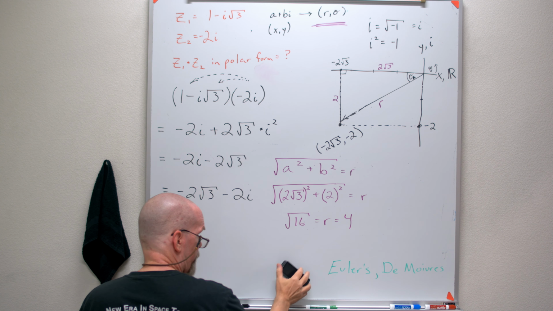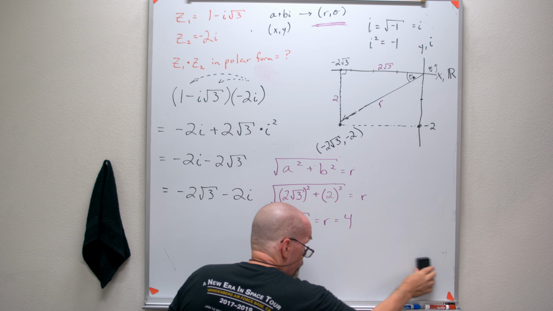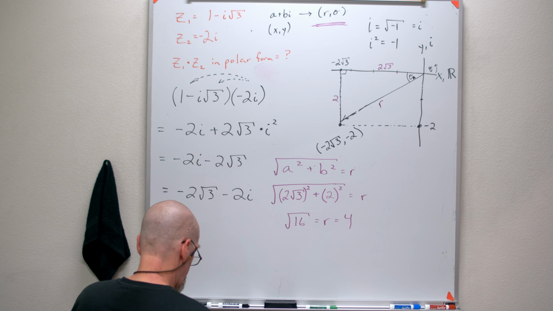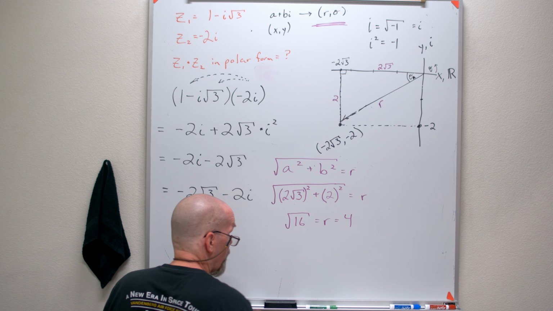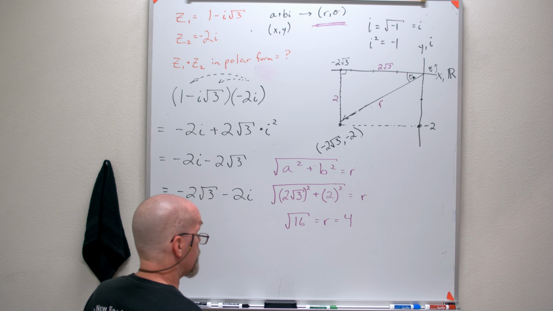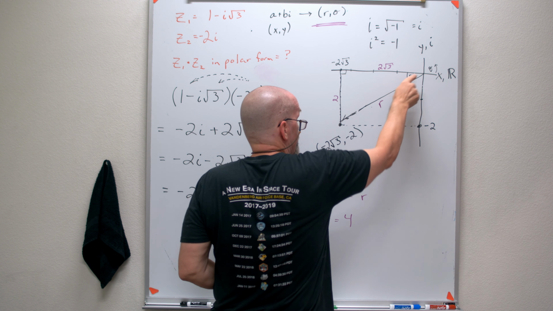Right? I'm going to erase this stuff over here. Euler's and de Moivre's again. Do a Google search. Fairly simple little formulas. You don't need to understand the derivation. If you want to, go through them. But they kind of do this stuff for you pretty easily. Anyway, we have this, R equals 4. That's the length of this arrow right here.